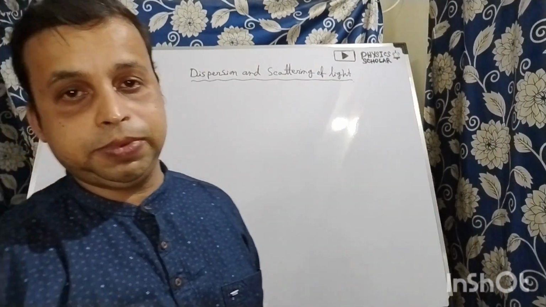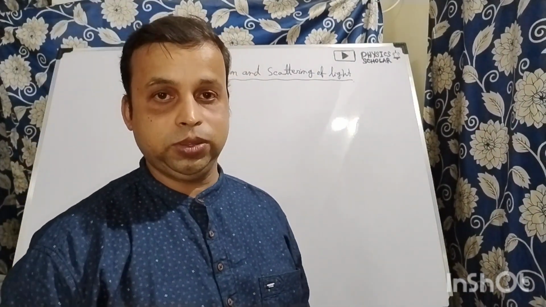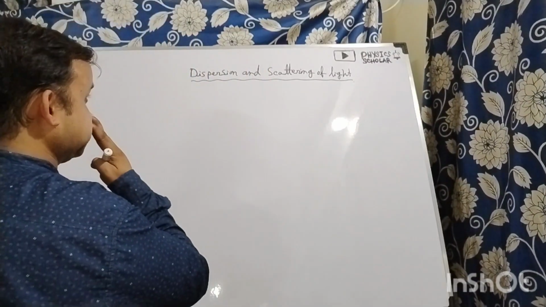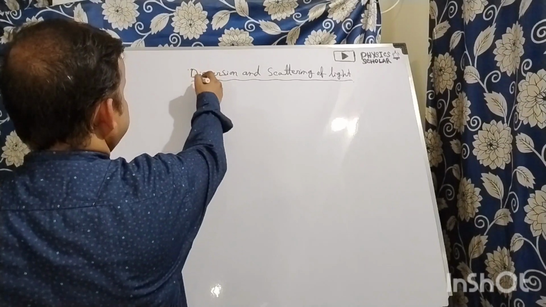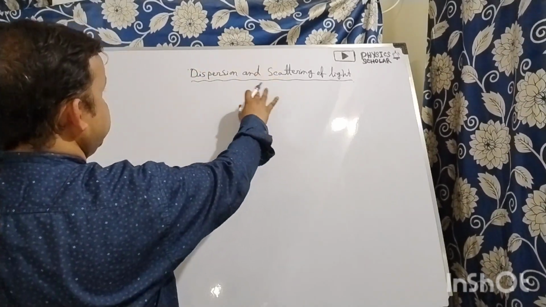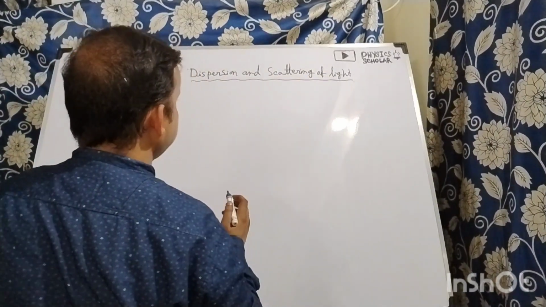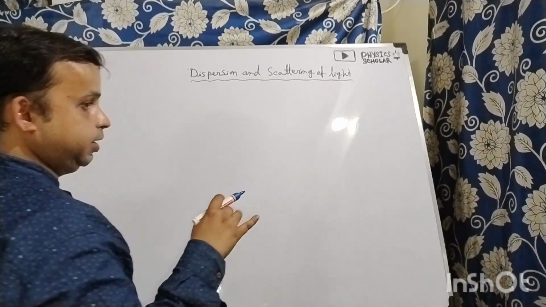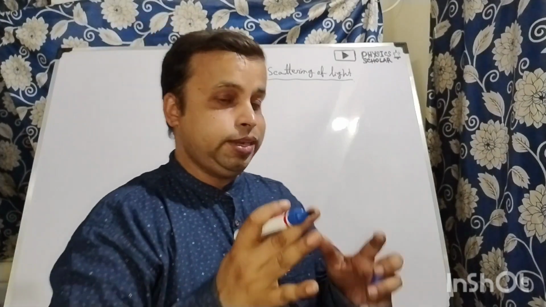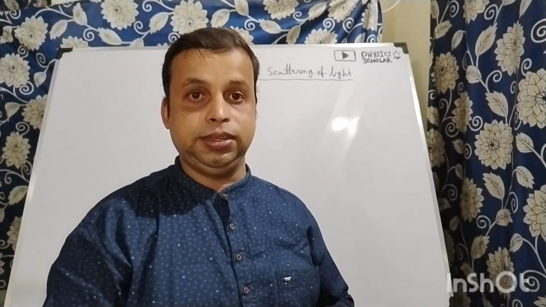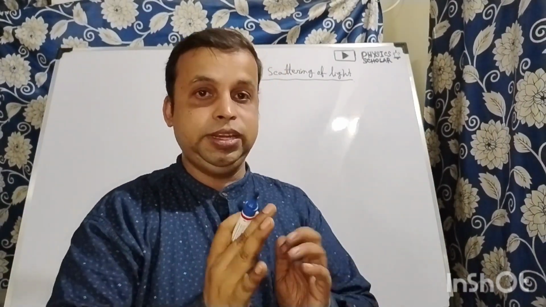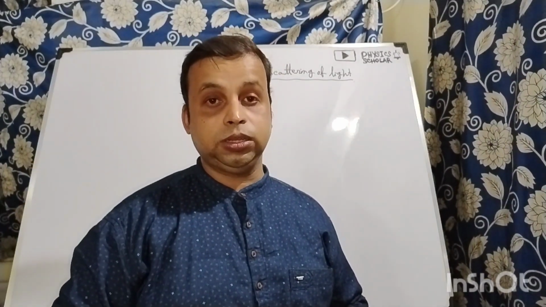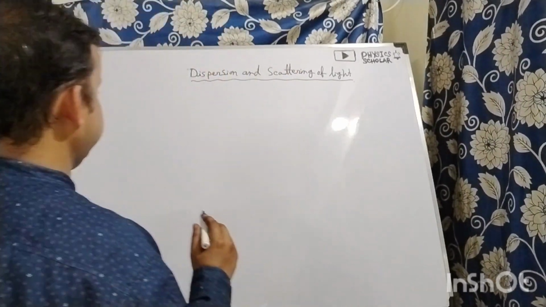So today the topic is dispersion and scattering of light. I have completed the chapters prism, lens, and also the mirror, and now it's the dispersion and scattering of light, a very important topic. In the case of the prism, we have seen that when a ray of light passes and the surrounding medium is rarer than the medium inside the prism, the refracted ray will bend towards the base of the prism.